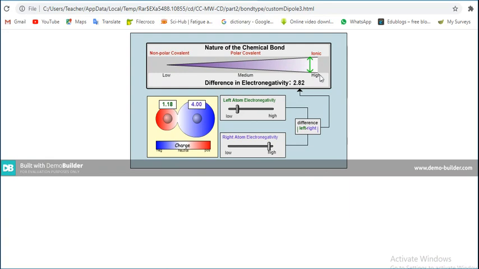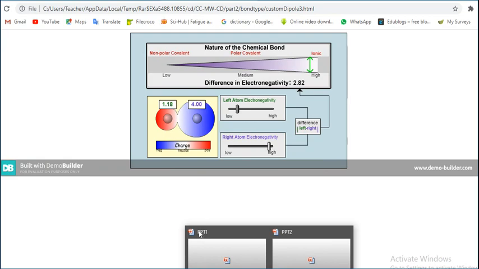As you see here, the learner will be able to observe that at a higher difference in electronegativity between two atoms, the bond will be ionic. At a medium difference in electronegativity, the bond will be polar covalent. At a small or equal sharing, the bond will be a non-polar covalent bond.